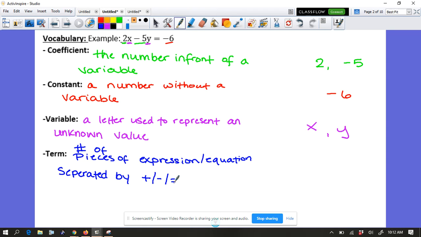So if we go up here to this example, I have a minus sign, so this 2x is my first piece. Then I hit an equal sign, so that negative 5 is my second piece. After the equal sign, there is no more separating pieces, so that negative 6 is the third piece. So this equation has 3 terms. Remember, an equation has an equal sign, and an expression does not.